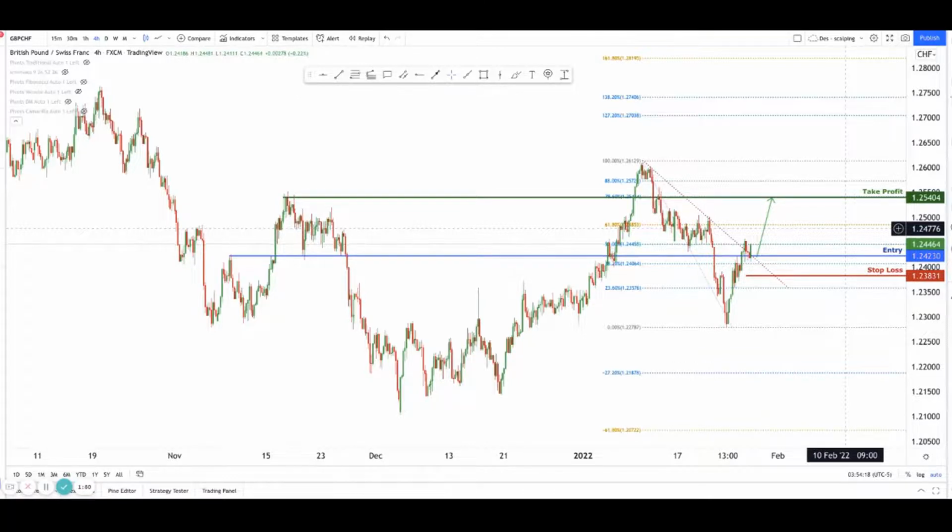Remember, guys, as with all of these trades, exercise caution and exercise risk management before you trade.